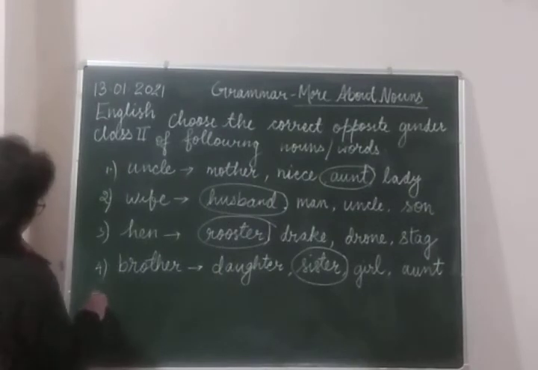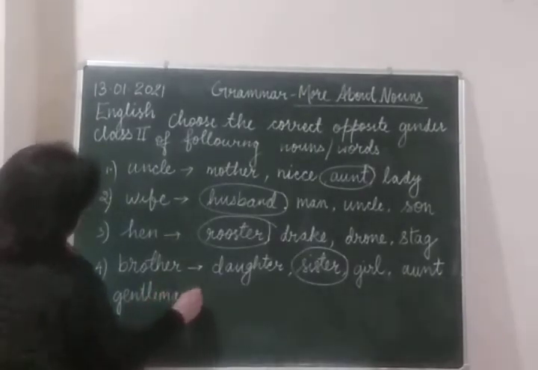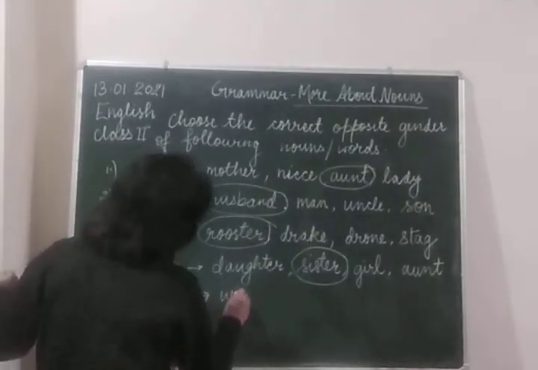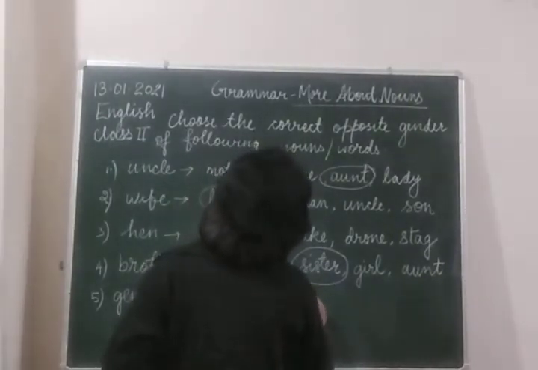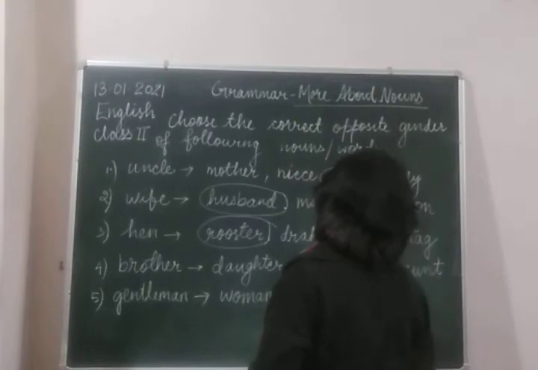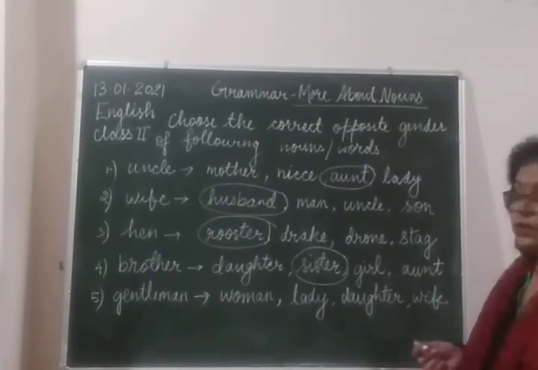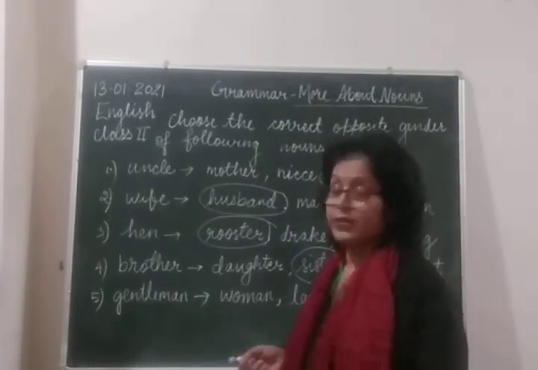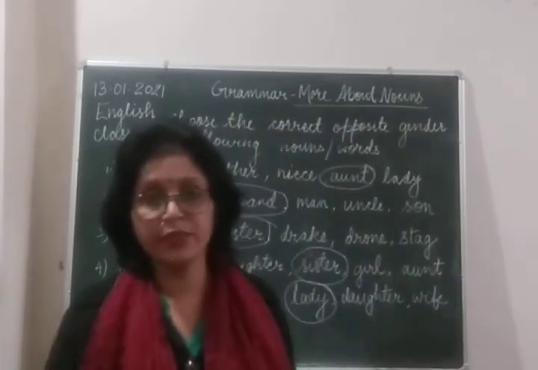Next. Number five. Gentleman, and opposite gender is woman, lady, daughter, or wife. What is the opposite gender of a gentleman? Is it a woman, lady, daughter, ya fir wife? Children, the opposite gender of gentleman is lady. Gentleman, lady.